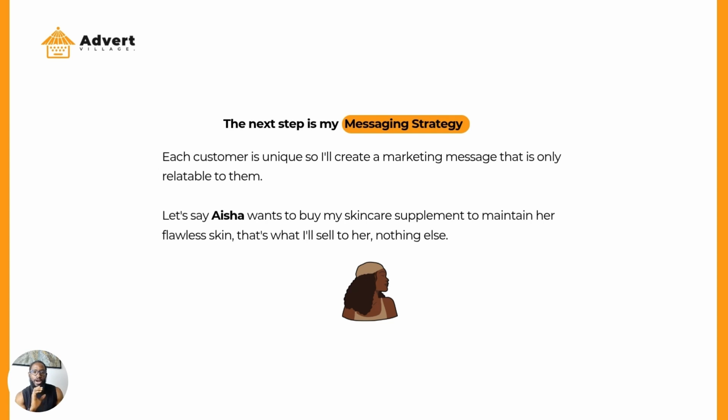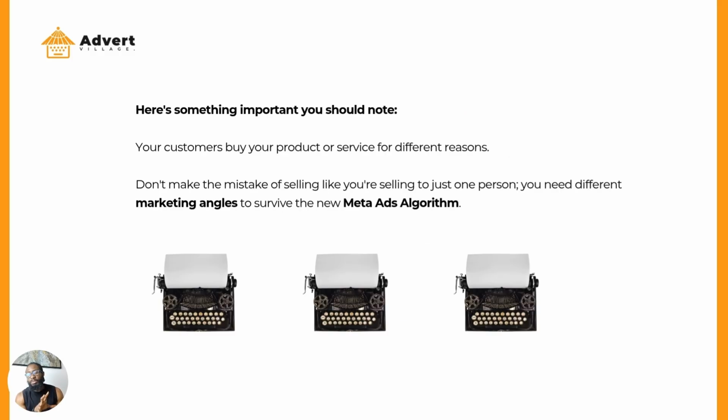So I'm only going to appeal to Aisha to buy my intake supplement to maintain her flawless skin. If Trauma wants to get rid of acne, I can sell that to Trauma. Here's something you should note: your customers buy your product or service for different reasons. So don't make the mistake of selling like you're selling to just one person.